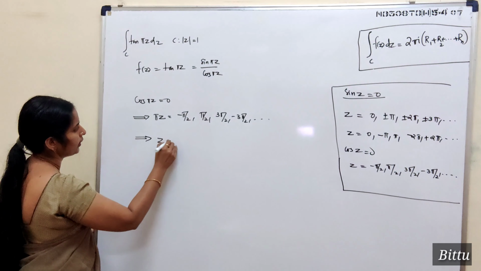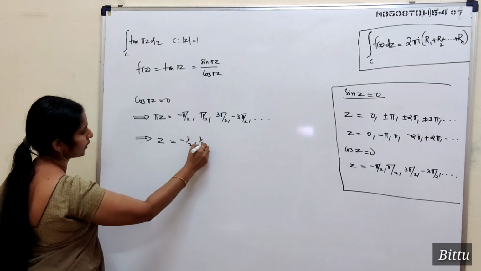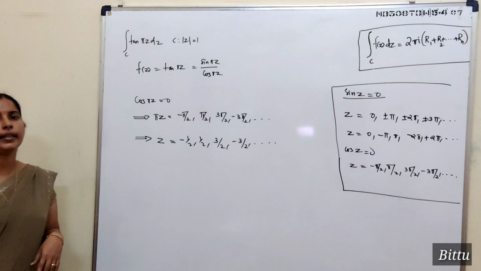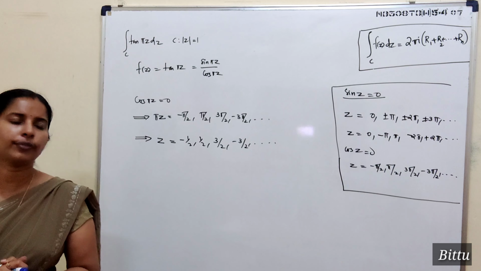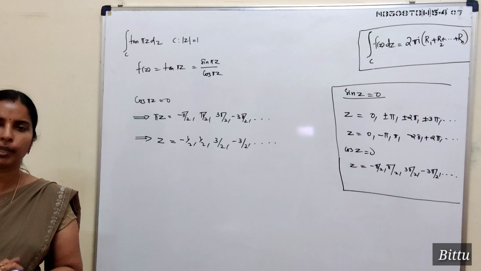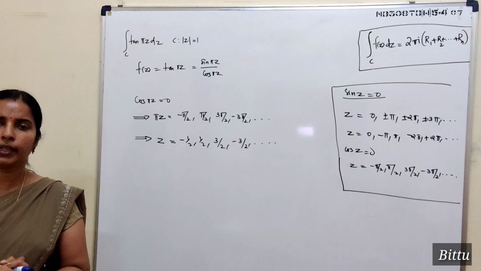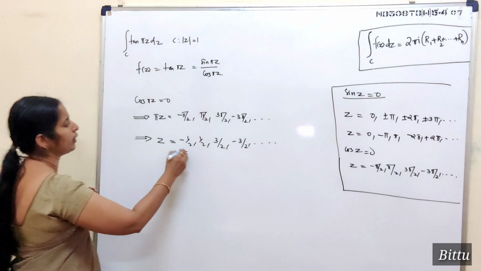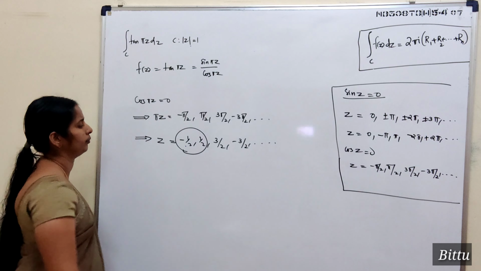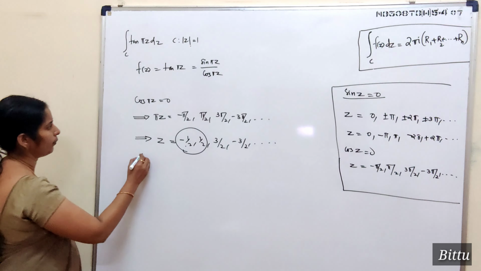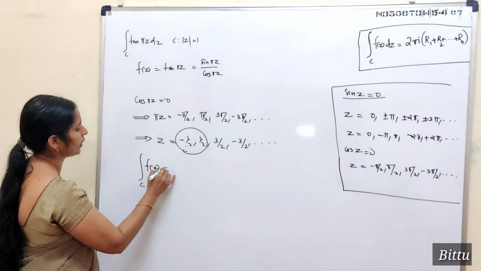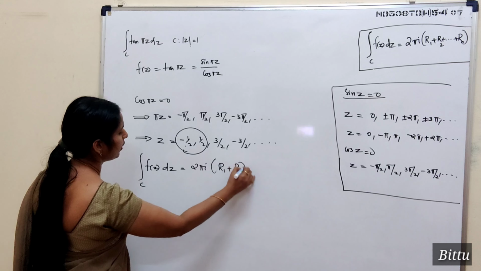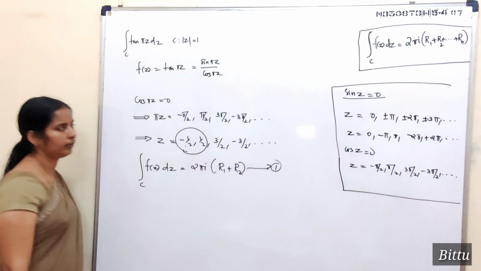So, what is z? z is minus half, plus half, 3 by 2, minus 3 by 2, etc. So, the singularities of the given f z are minus half, half, 3 by 2, minus 3 by 2, 5 by 2, minus 5 by 2, etc. Among these singularities, it's very clear that these two singularities are within our C. So, by the residue theorem, we can say the integral over C of f z dz is 2 pi i into R1 plus R2. That is equation number 1.